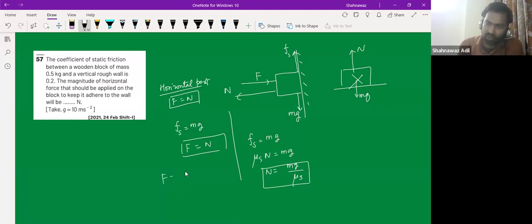So if you put this value in here, m is 0.5, g is 10, and mu s is 0.3. So this will cancel. This is 5, and this would be 25 Newton. So this would be the horizontal force that we have to apply so that the block doesn't fall down. Is it clear, everyone?